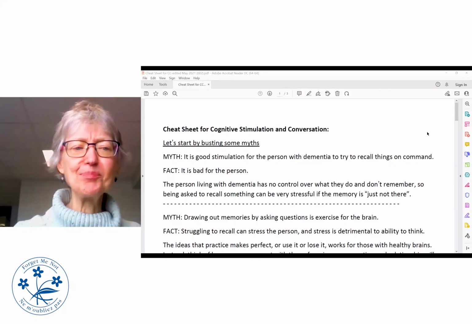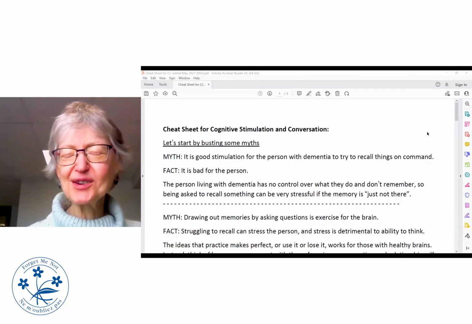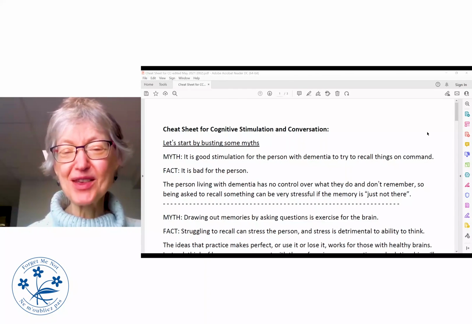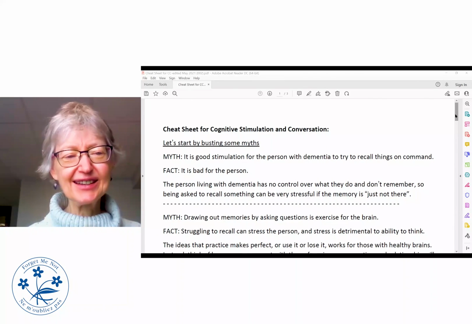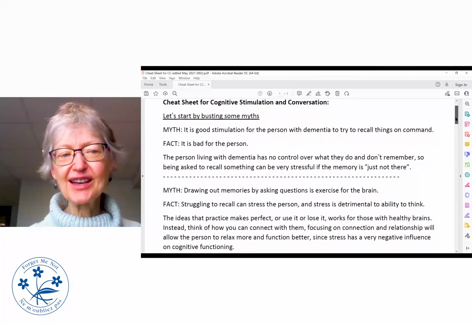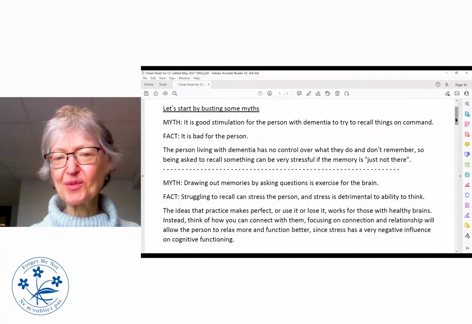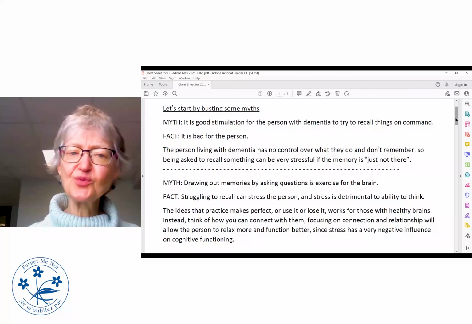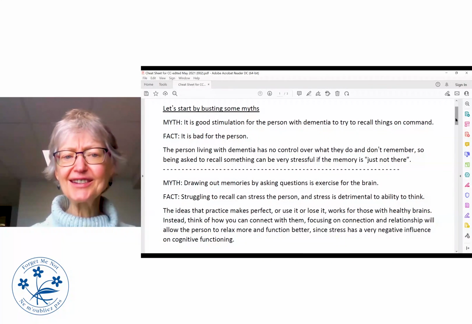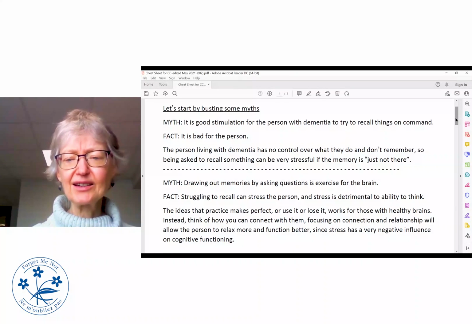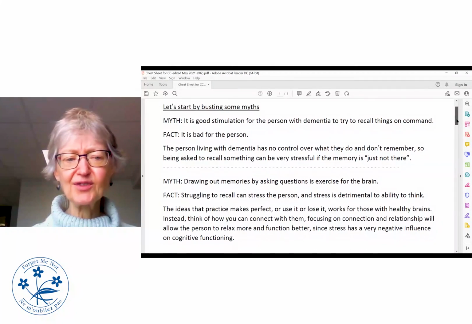We set it up to bust myths. There used to be a TV show called The Mythbusters. I don't know if you ever saw it, but here are some myths that we're going to bust. You know the answers to this because we went through them in the slides, but I just want to make it short and sweet in case you're sharing this with somebody. So the idea that it's good stimulation for the person to try to recall things on command, it's not really good. It can cause stress, drawing out memories, how to get them out.